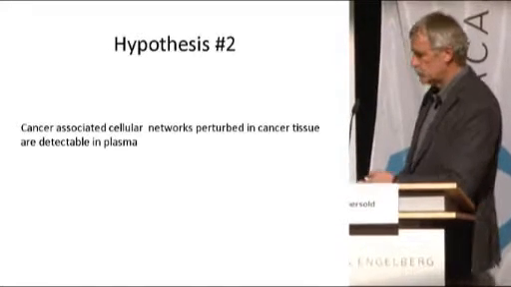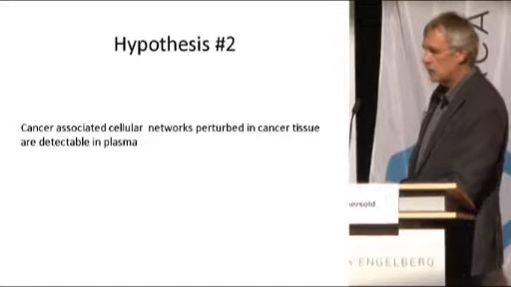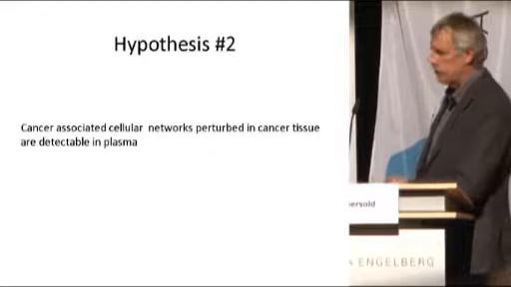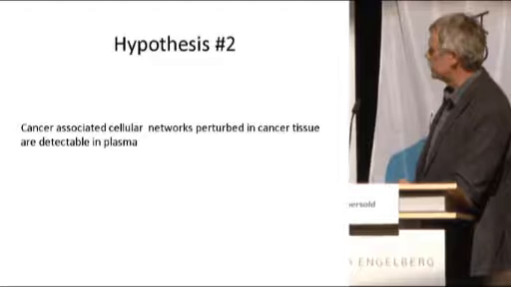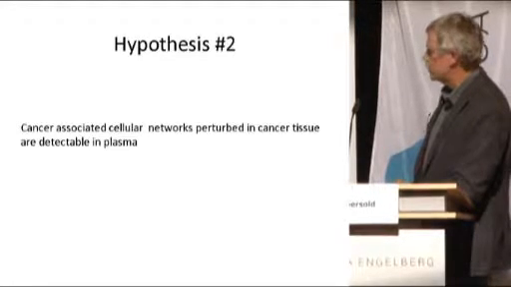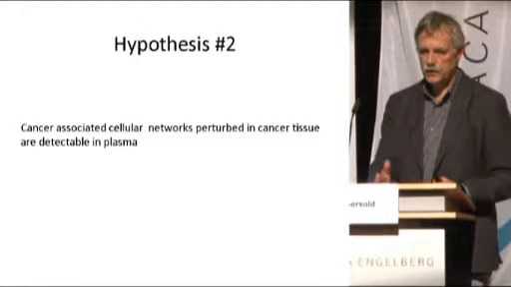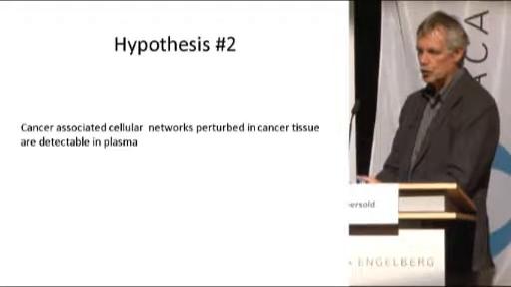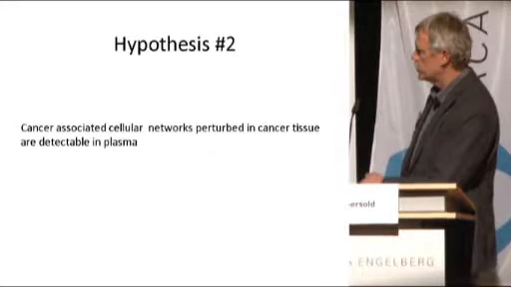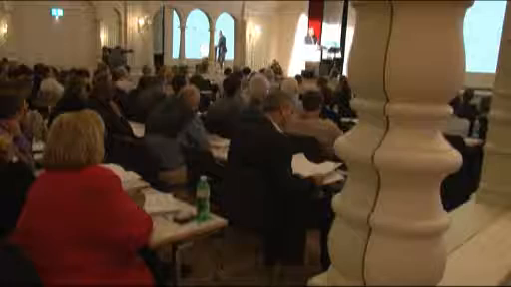The second hypothesis we're testing here, coming out of the framework that I'm developing, is that cancer-associated cellular networks perturbed in cancer tissue are detectable in plasma. So far we've established that specific mutations causing cancer will perturb specific functional networks in the cell, and now we want to ask, can we derive from these networks proteins that are actually detectable in plasma?